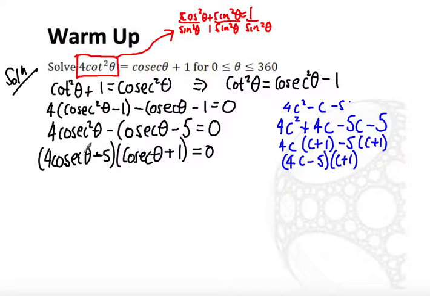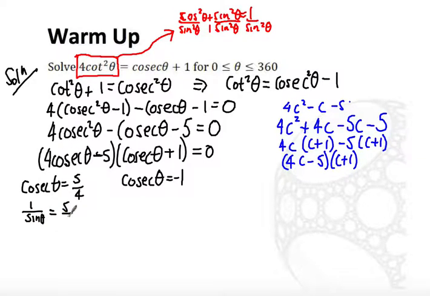So that means that solving 4 cosec theta minus 5 equal to 0, I get cosec theta equals 5 over 4. And solving cosec theta plus 1 equals 0, I get cosec theta equals minus 1. Now remember that this means 1 over sine theta equals 5 over 4. And so 1 over sine theta equals minus 1. So I'm going to invert the fractions on both sides so that I get sine theta equals 4/5. And on the right hand side I get sine theta equals minus 1, and minus 1 over 1 is just minus 1 still, so it doesn't really affect it there.